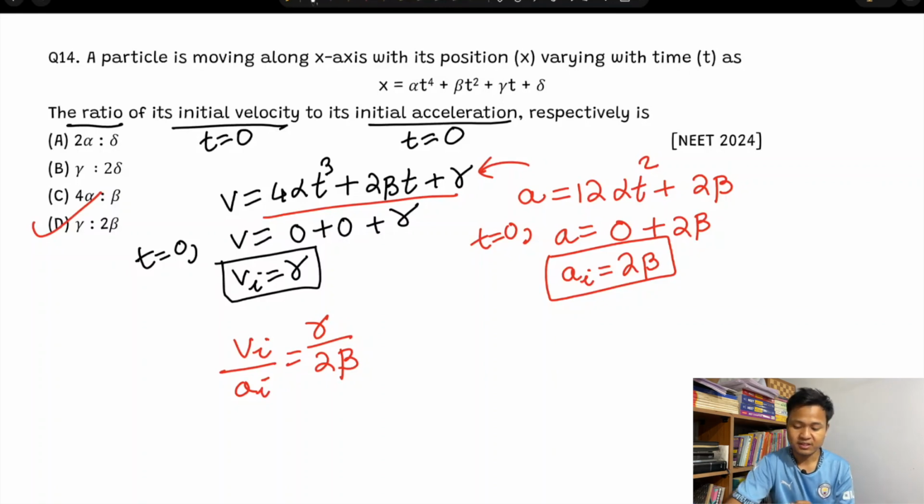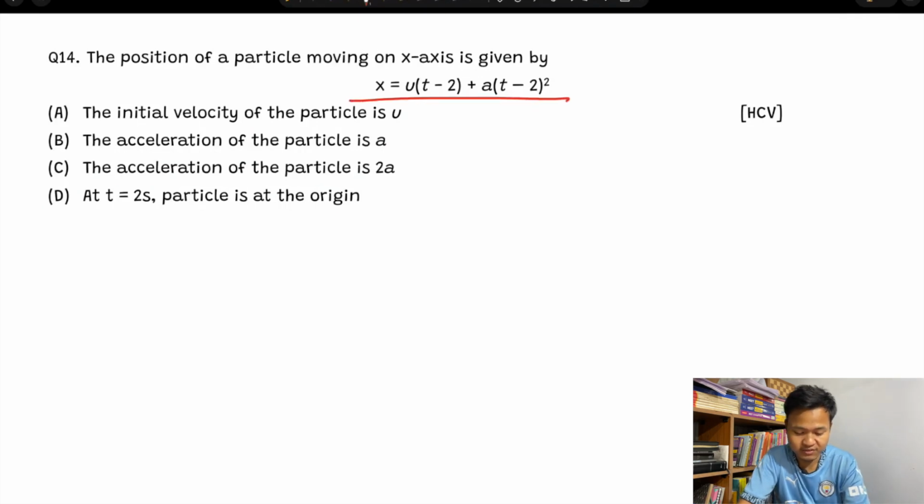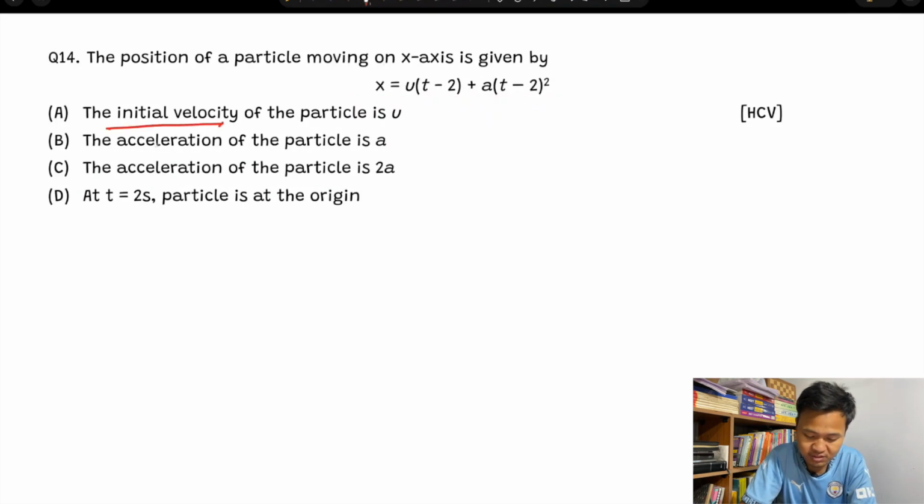Okay, so this is a medical exam question. So now this is the last question. This is also from H.C. Verma, just for practice purposes. You're given 4 options. Let's just see them. First option: the initial velocity is u.